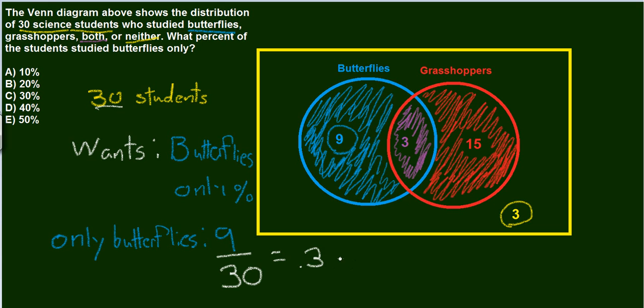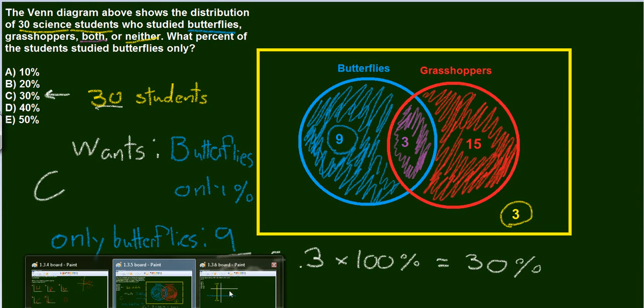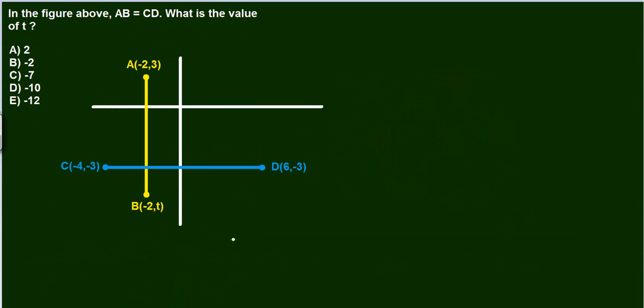And the way we get to percentage is we multiply that by 100%. And that will get us 30%. So there's 30% of these kids that studied only butterflies. And that is choice C right there. Cool. Alright, final problem. Problem number 6, I believe.